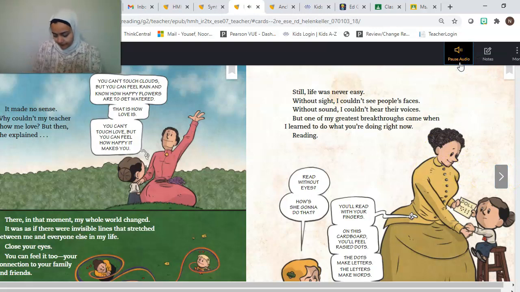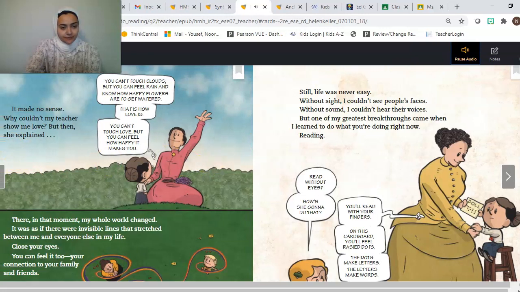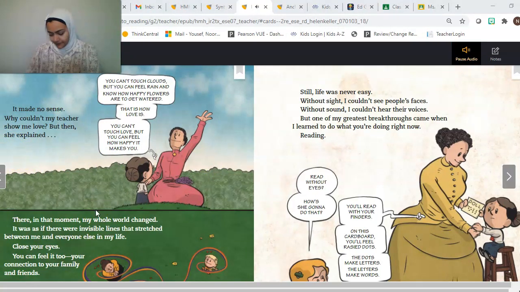It made no sense. Why couldn't my teacher show me love? But then she explained, you can't touch clouds, but you can feel rain and know how happy flowers are to get water. That is how love is. You can't touch love, but you can feel how happy it makes you. There, in that moment, my whole world changed. It was as if there were invisible lines that stretched between me and everyone else in my life.